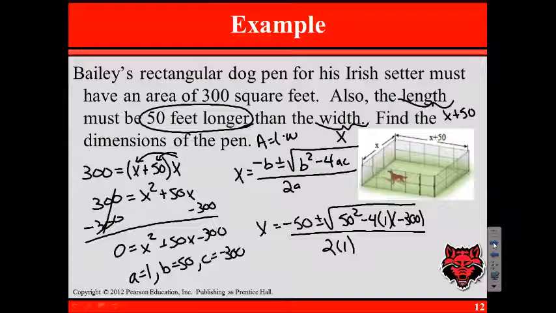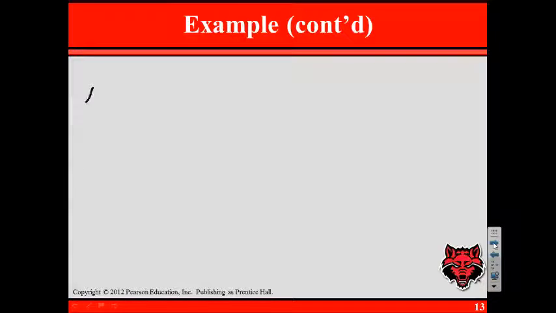So make sure you write that down. Let's go to the next slide and continue to simplify. So this will become x equals negative 50 plus or minus 50 squared, which is 2,500. The next piece that was underneath the square root was negative 4 times 1 times negative 300, which is positive 1,200, all divided by 2 times a, which is just 2.